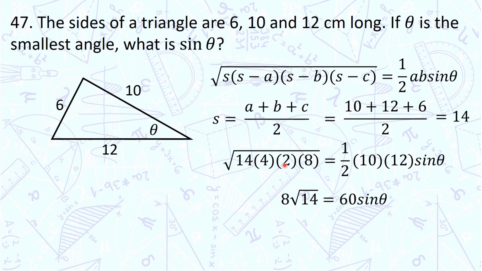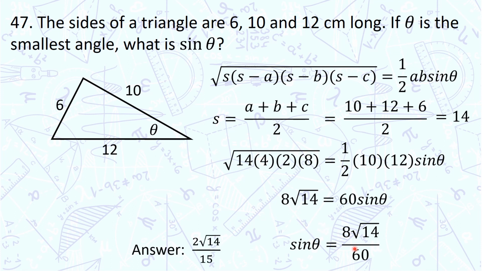4 times 2 is 8, so we have 8 squared. Square root of that is 8. 8 is square root of 14 on the left hand side of the equation. 1/2 of 10 is 5 times 12, 60. 60 sine theta on the right hand side of the equation. Divide both sides by 60. We have sine theta is equal to 8 square root of 14 over 60. Simplified as 2 square root of 14 over 15.